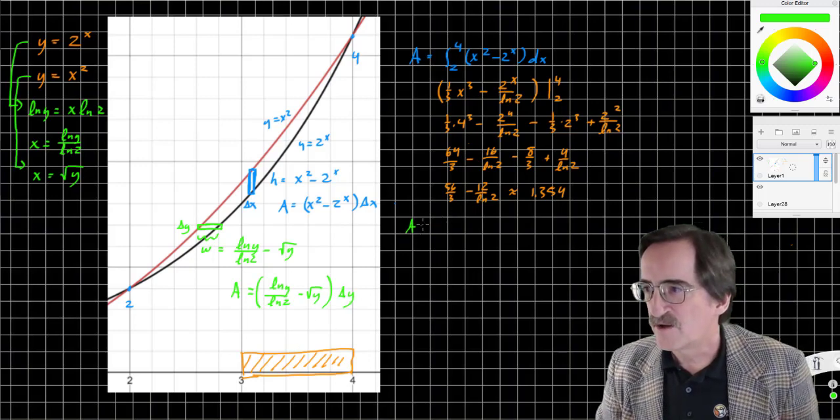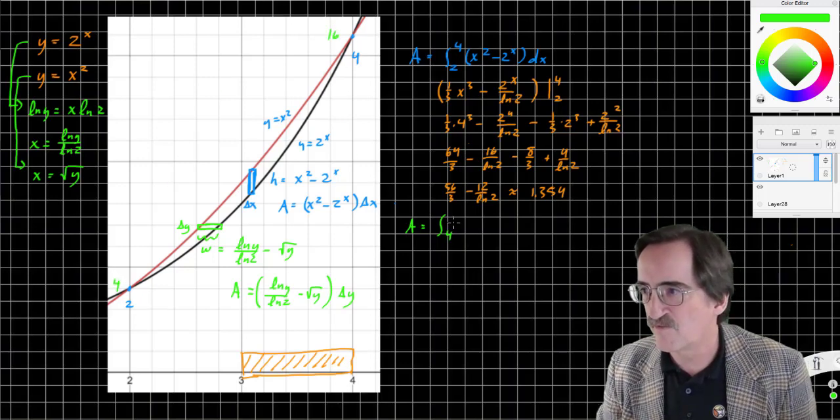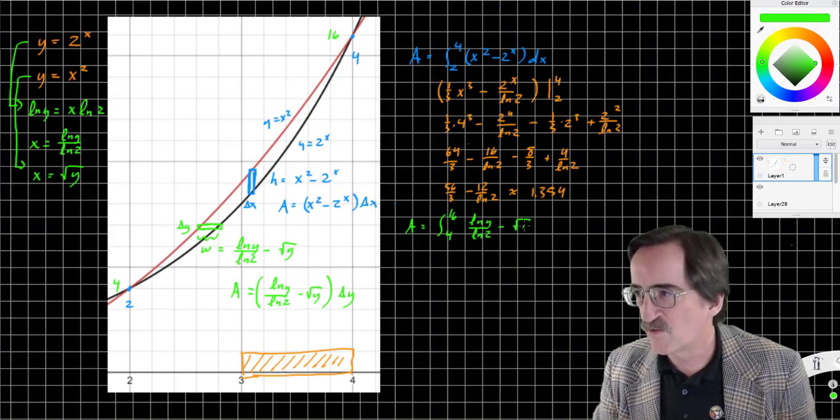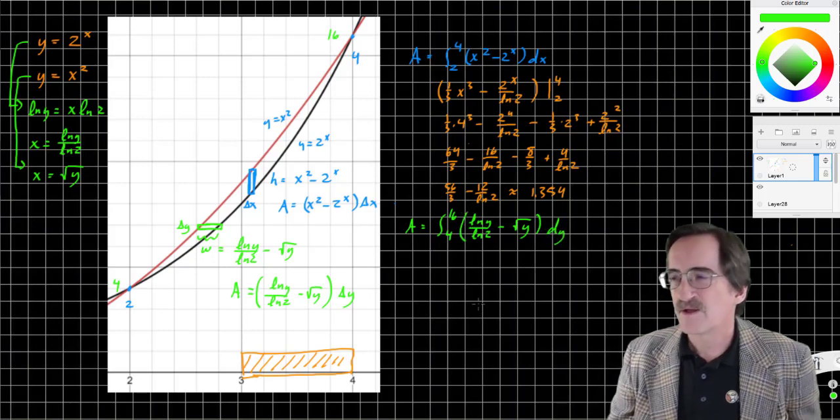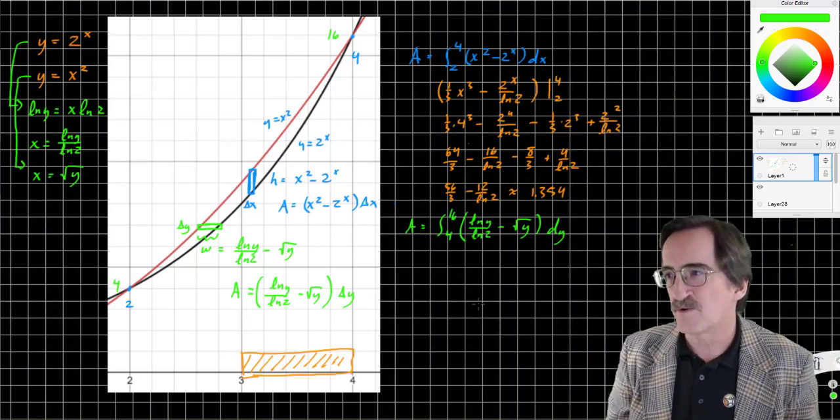So the area becomes the integral from what to what? Well, this is 4 on the y-axis, and this is 16 on the y-axis. So from 4 to 16, the integral of ln y over ln 2 minus square root y dy. Okay. All right. So let's now evaluate the integral.